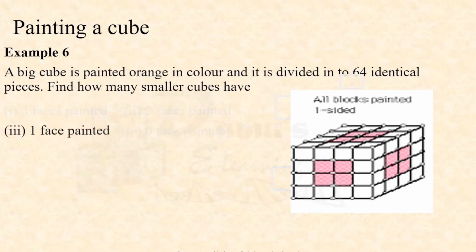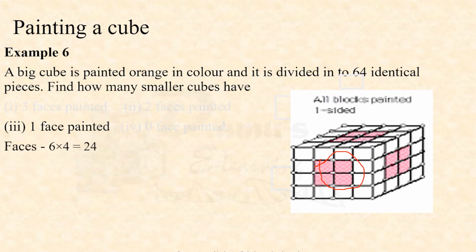One side painted cubes are seen at the faces. That means here in this case, on every face we have 4. So a cube has 6 faces, so 6 into 4, 24. So one face painted cubes are 24.